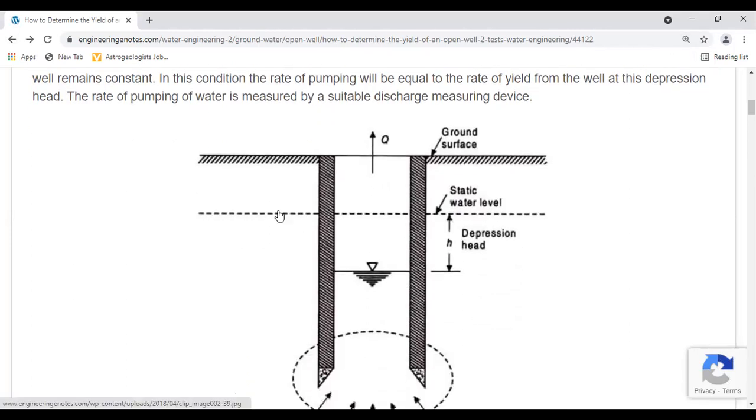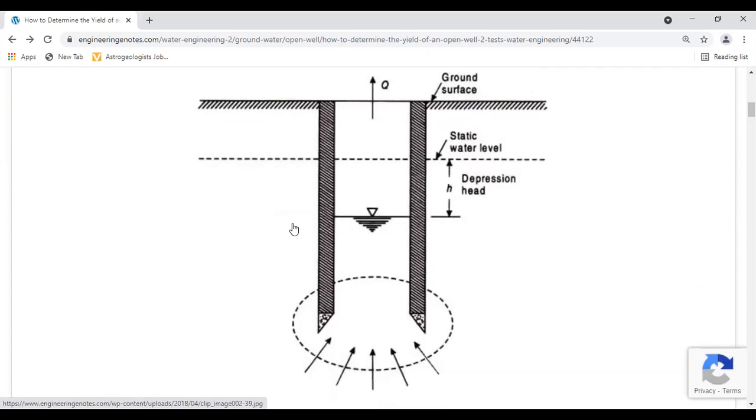Guys, this is the SWL. Here I will explain the figure. This is the ground surface and this is the water level. Before drawing, when we touch the water level, that is called the SWL. Here SWL means static water level.